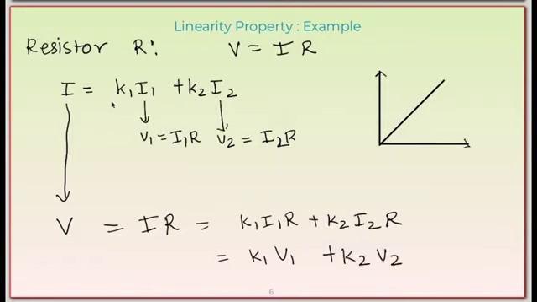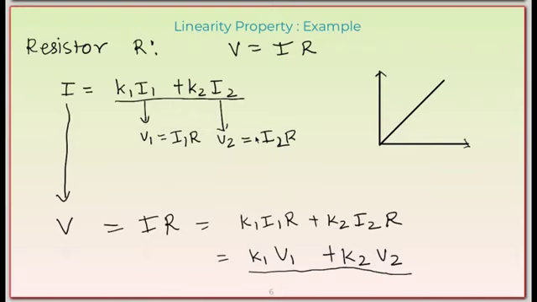So when our input is of this form, K1 I1 plus K2 I2, our output is also of the same form, K1 V1 plus K2 V2. So it is satisfying both additivity and homogeneity simultaneously. It means it is satisfying the principle of superposition. It means that a resistor is a linear circuit element.